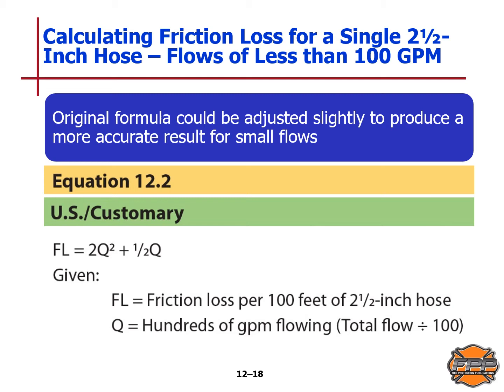So here's equation 12.2 for US customary. Friction loss equals 2Q squared plus 1/2 Q, given that FL stands for friction loss per 100 feet of 2.5 inch hose, and Q stands for hundreds of gallons per minute flowing. That's your total flow divided by 100.